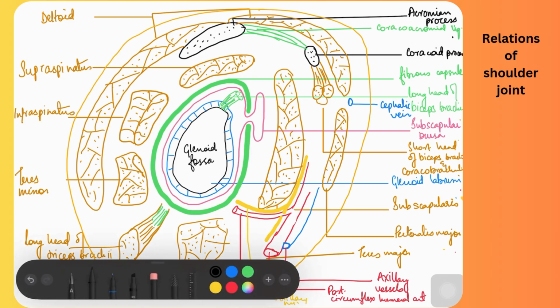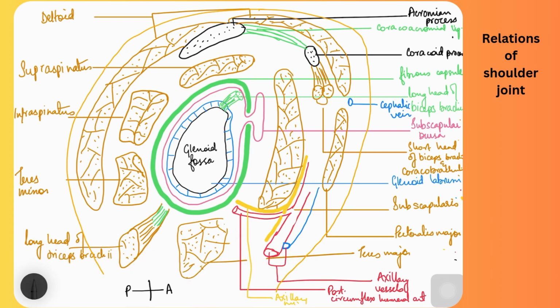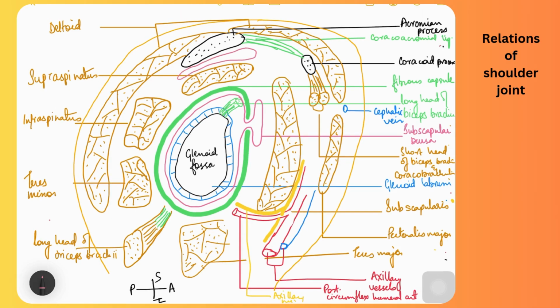However, this diagram is incomplete without drawing the subacromial bursa. So with this, the relations of the shoulder joint are complete.